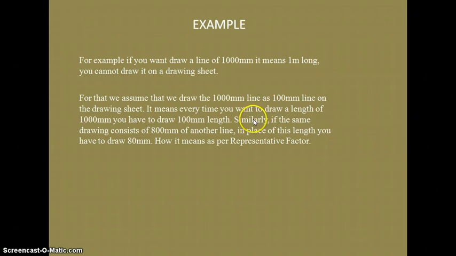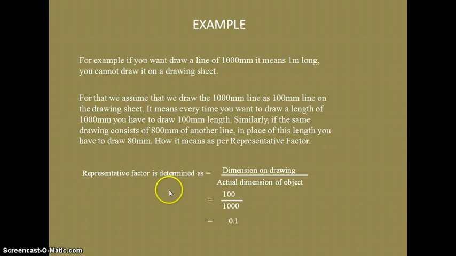So by this assumption, how can we find the representative factor? Now I show you. This is the representative factor formula, which we have already discussed. The formula is dimension on drawing divided by actual dimension of the object. Here the dimension on drawing we have considered is 100 mm, and the actual dimension is 1000 mm. So we get the representative factor, the ratio 0.1. By using 0.1 we multiply all the dimensions of the larger object, and then we get the reduced dimensions, which can be represented on a drawing sheet.